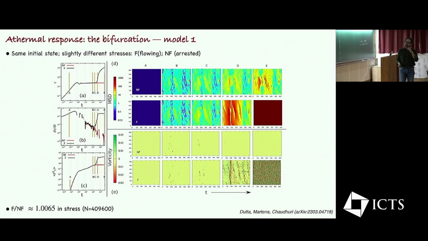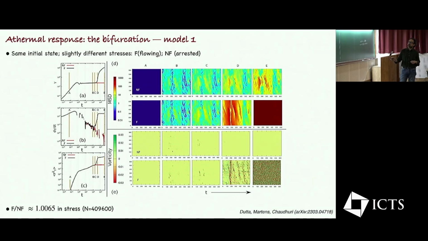Then the other thing that we try to do is to look at the spatial information about how this onset of flow is happening. So we do some kind of bifurcation analysis. Essentially, we try to find the largest stress at which the system does not flow. And then you add a small amount of stress, and the system goes into flow. So this is what we have shown here. This is the non-flowing state, and this is the flowing state.